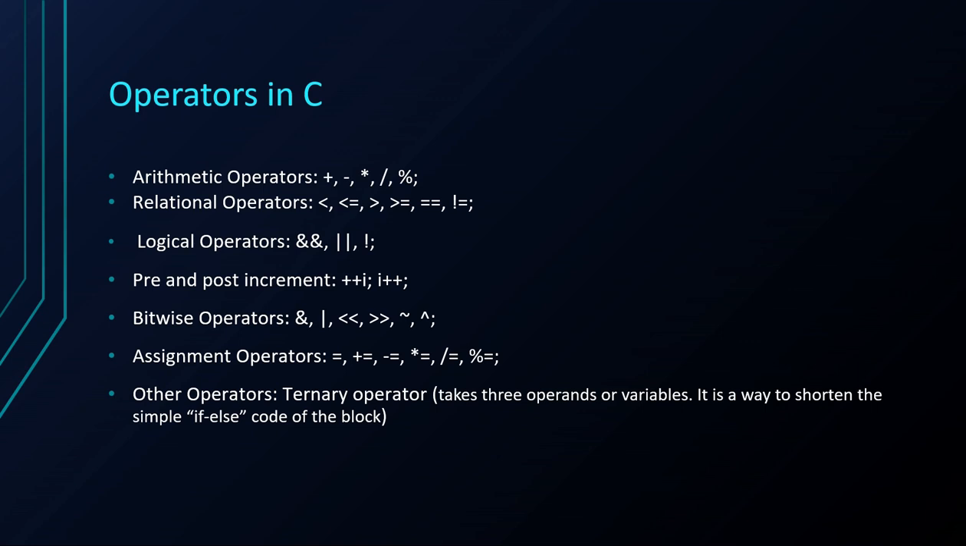We also have assignment operators and other operators such as the ternary operator. A ternary operator takes 3 operands or variables instead of 2. It is a way to shorten the simple if-else code block.